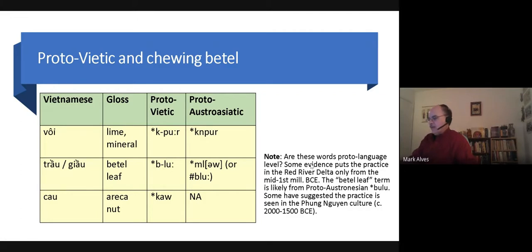sorry, like 2000 BCE or 1500 BCE. So I don't know. I thought maybe this was spread later. But in any case, it looks like Vietic people were probably chewing betel for a couple of thousand years at least. That's what it looks like. But I need more evidence. I don't know the details yet. I want to check more to see.